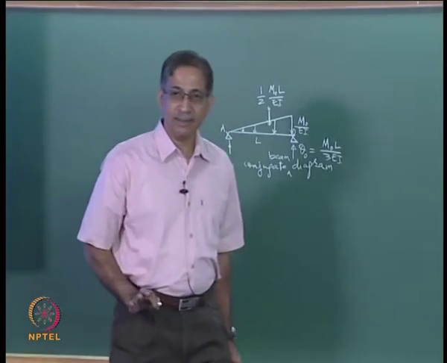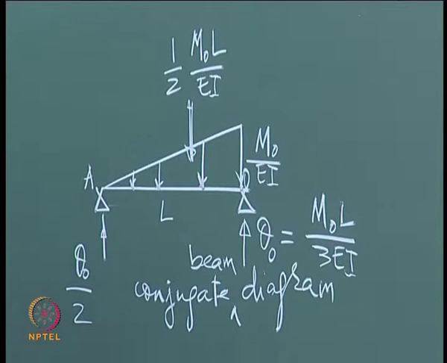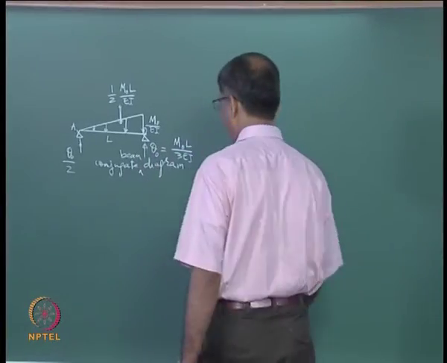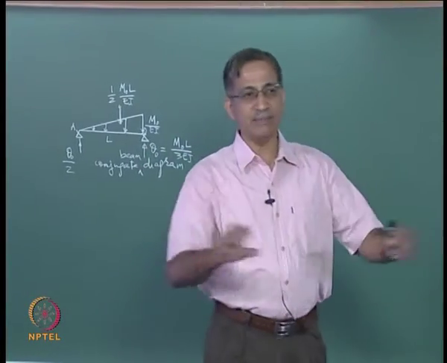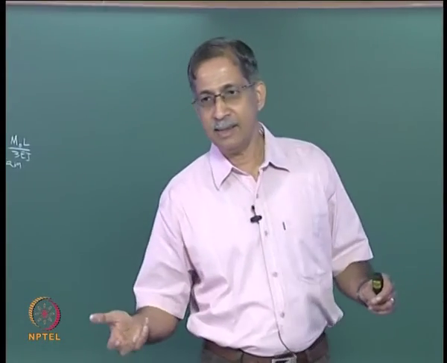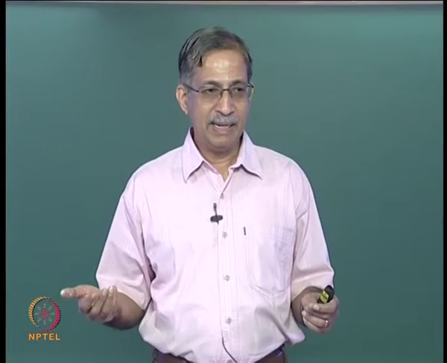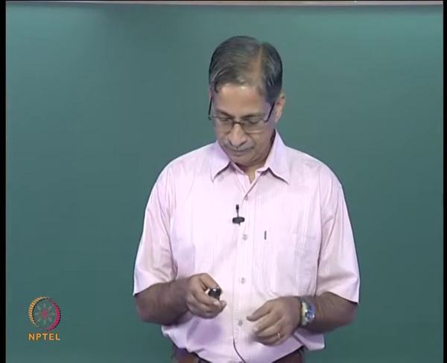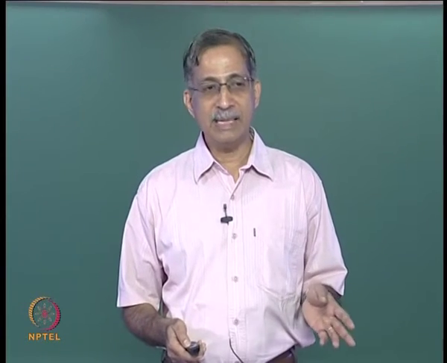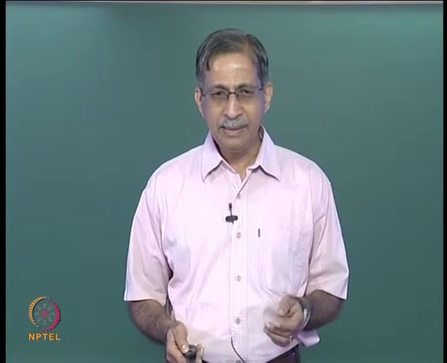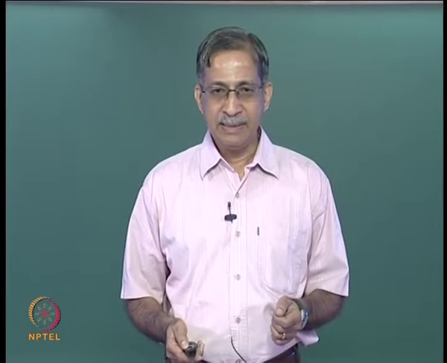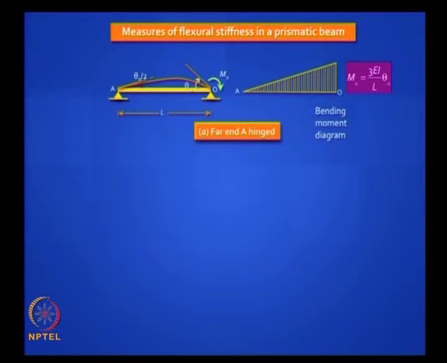Is it clear? Now I do not want a situation where you need to have difficulty in answering this question. Is this crystal clear to you? Okay. So this is a measure of stiffness, of rotational stiffness. When I take a simply supported beam, apply a moment at one end, the rotation will be given by m0 L by 3 EI. Good. And at the other end it will be m0 L by 6 EI. Here the far end is hinged. This is the bending moment diagram.